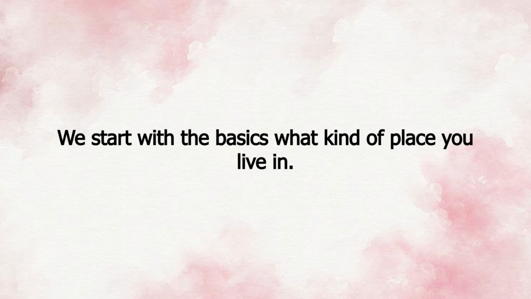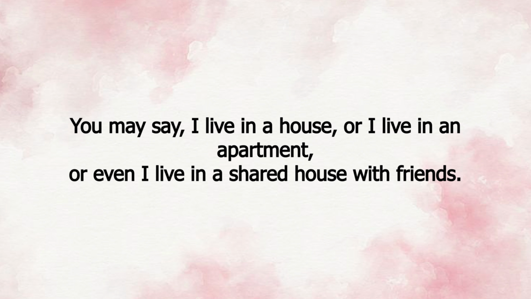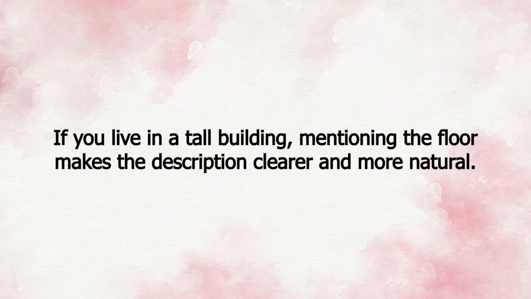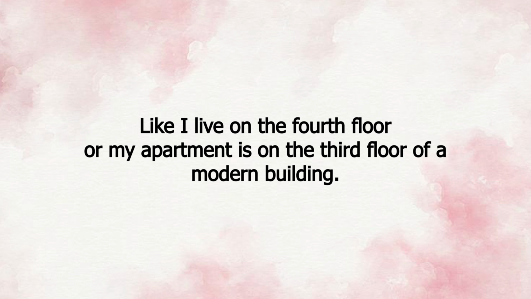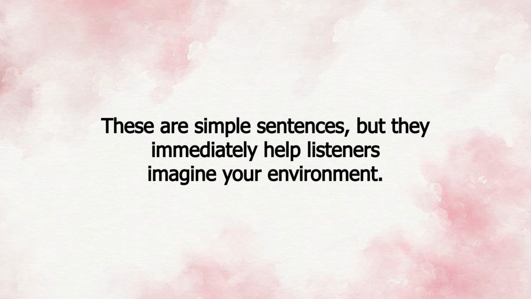We start with the basics: what kind of place you live in. You may say, I live in a house, or I live in an apartment, or even I live in a shared house with friends. If you live in a tall building, mentioning the floor makes the description clearer and more natural, like I live on the 4th floor, or my apartment is on the 3rd floor of a modern building. These are simple sentences, but they immediately help listeners imagine your environment.